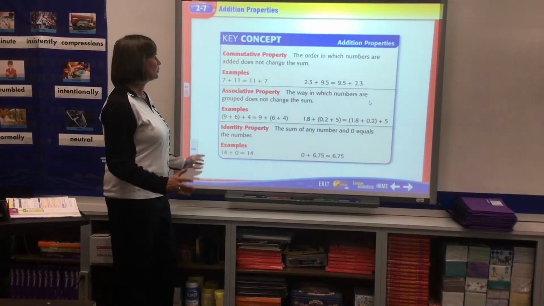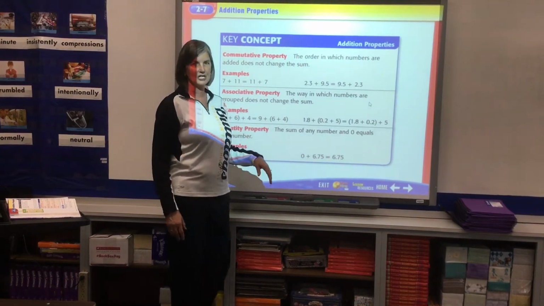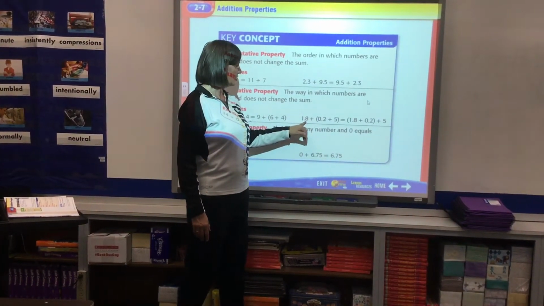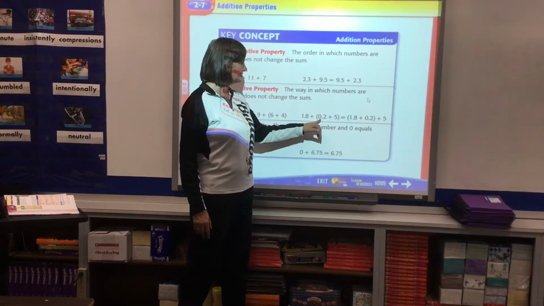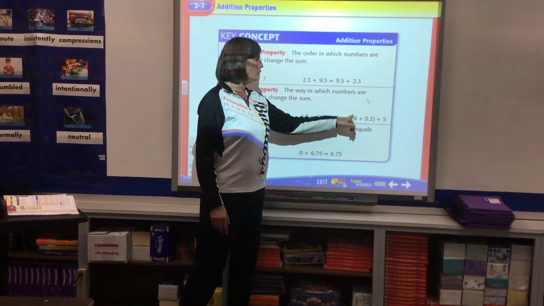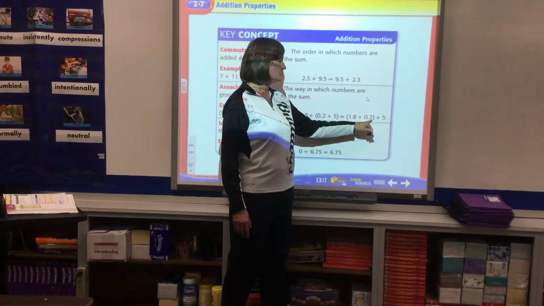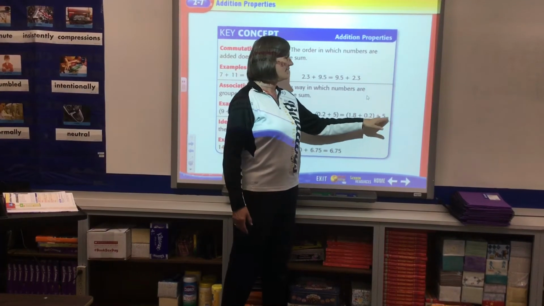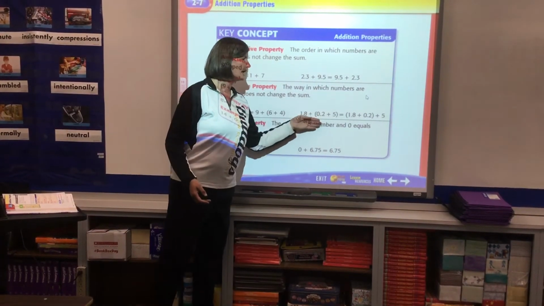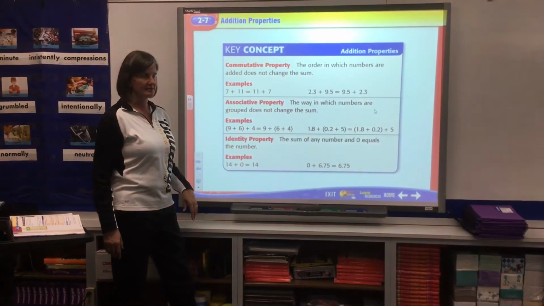So the way in which you group numbers does not change your answer. On this side, same thing with the decimals. We could add 1.8 plus, and then group 0.2 plus 5, or we can group 1.8 plus 0.2 and get 2, and then add the whole number of 5 in for an answer of 7. Either way, whichever way you group them, you're going to get the same answer.